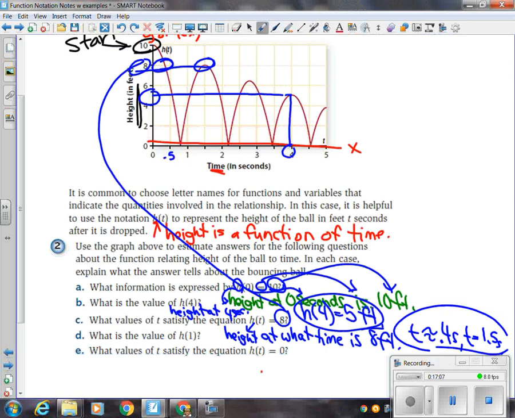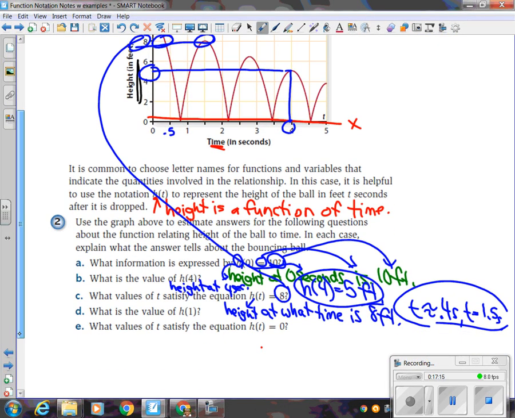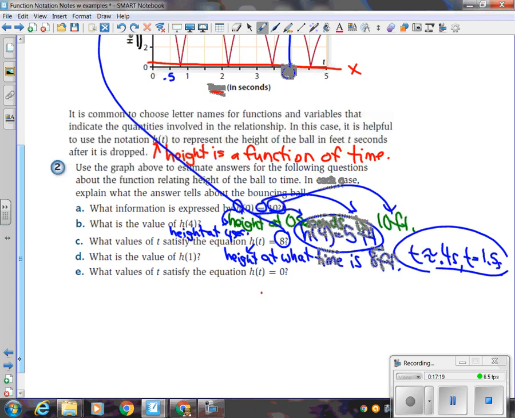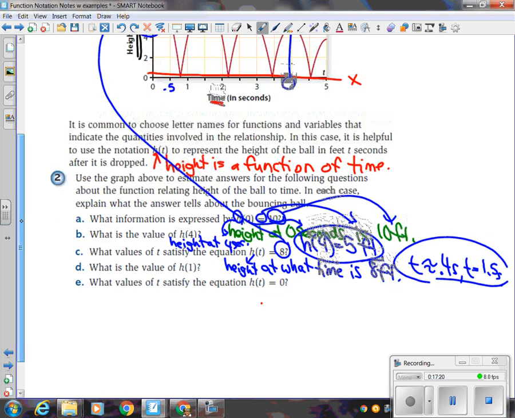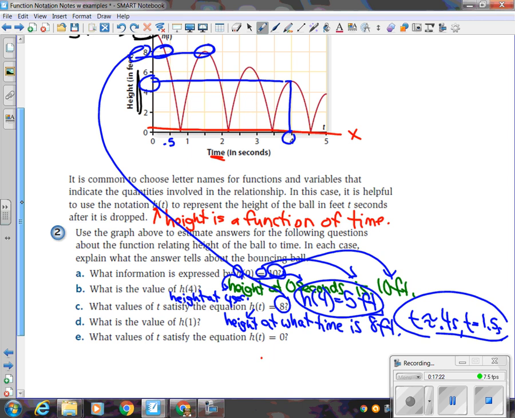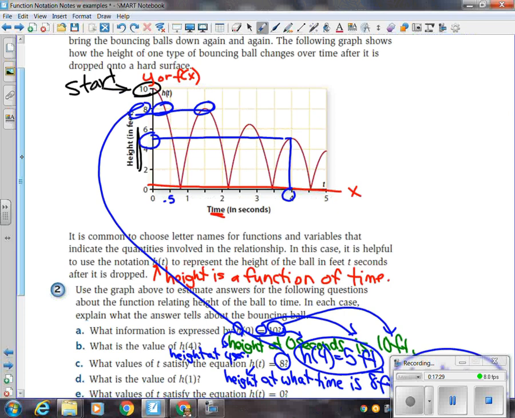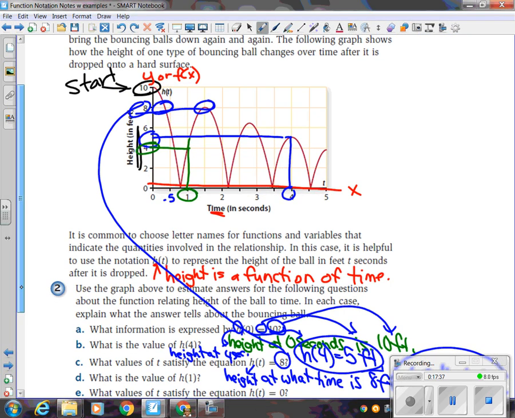Does everybody know how to read this? Take it right letter by letter and just ask yourself, what do these things stand for? What is the value of H parenthesis 1? Height at 1 second. Okay. What is the value? You explained it to me. What is the value? Height at 1 second. Okay. It looks like it comes up here. Oops. Right here. 4 feet.